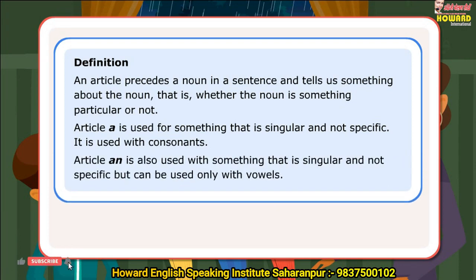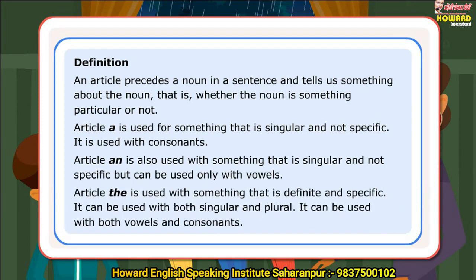Article an is also used with something that is singular and not specific, but can be used only with vowels. Article the is used with something that is definite and specific. It can be used with both singular and plural. It can be used with both vowels and consonants.